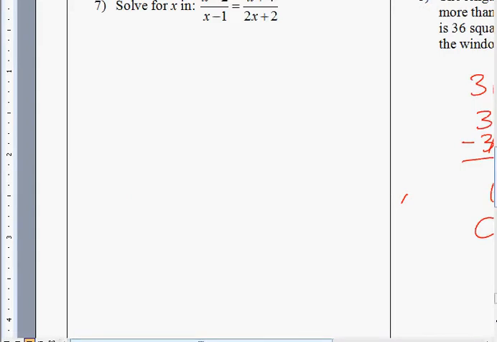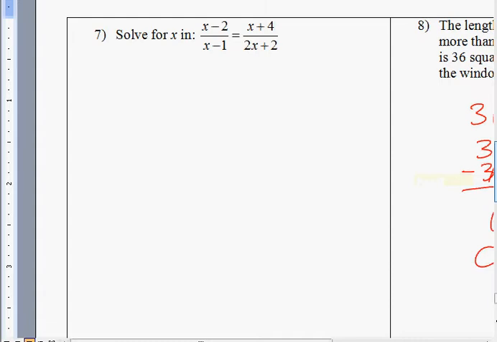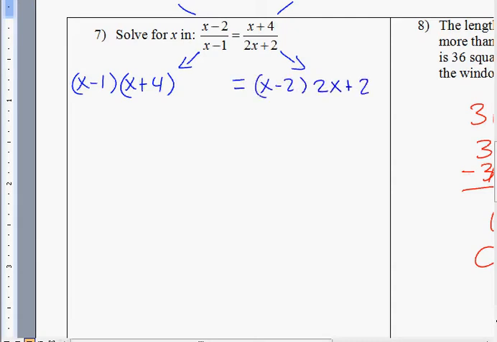Okay. This question 7 is a really long one, and I know most of you guys have trouble with this question, but bear with me. Okay, so we have two fractional equations. They are equivalent, so the easiest way is to cross multiply. You can cross multiply diagonally. On the left side, we have x minus 1 times x plus 4, and that's equivalent to x minus 2 times 2x plus 2. Okay, I recommend you guys write everything out and don't skip any steps.